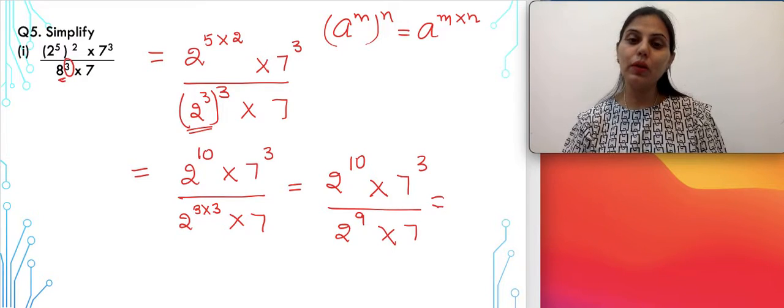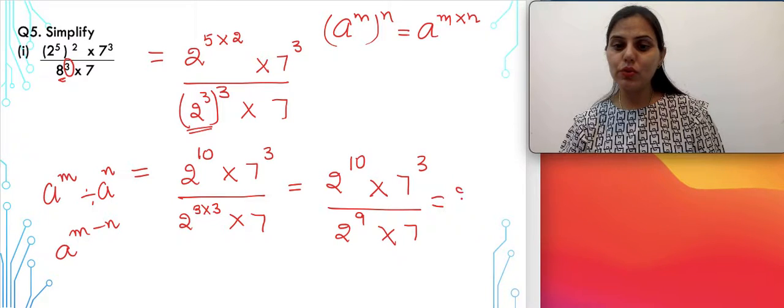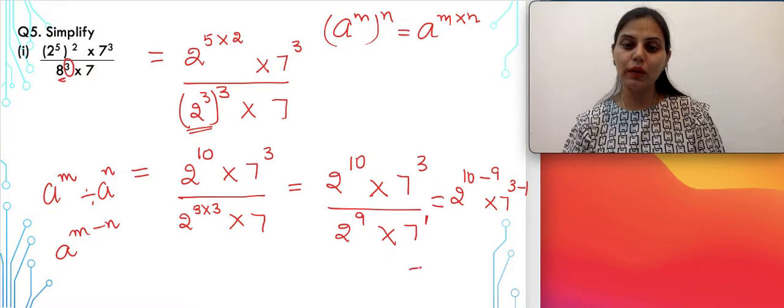Now if you remember the laws for division, if we have a raised to the power m divided by a raised to the power n, then we are supposed to subtract their powers. So this can be written as 2 raised to the power 10 minus 9 multiplied by 7 raised to the power 3 minus 1, since the power for 7 here is 1. So this can be written as 2 raised to the power 1 multiplied by 7 square.